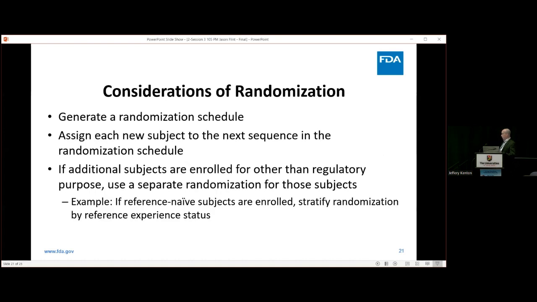That may include using statistical methods to generate a randomization schedule, assigning each new subject to the next sequence in that randomization schedule. And if you have additional subjects that are enrolled for other than a regulatory purpose, you can use a separate randomization for those subjects. So if I want to have reference naive subjects, I may want to stratify my randomization between a reference experienced and a reference naive group.